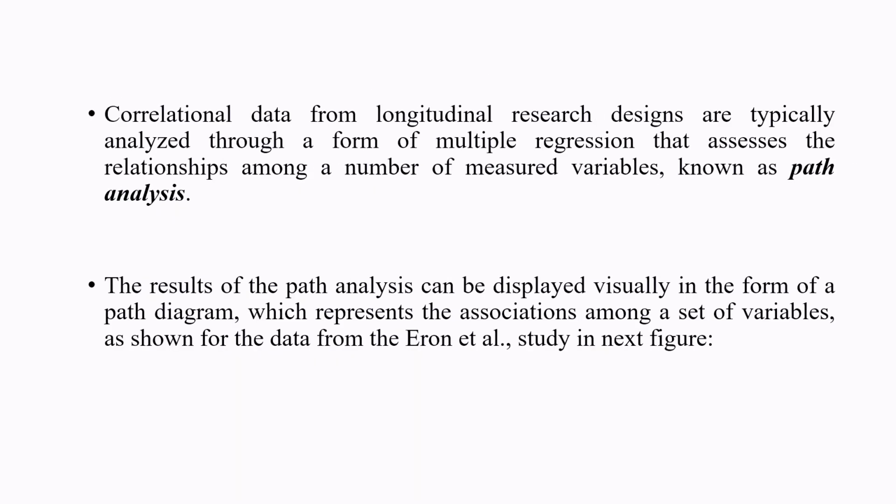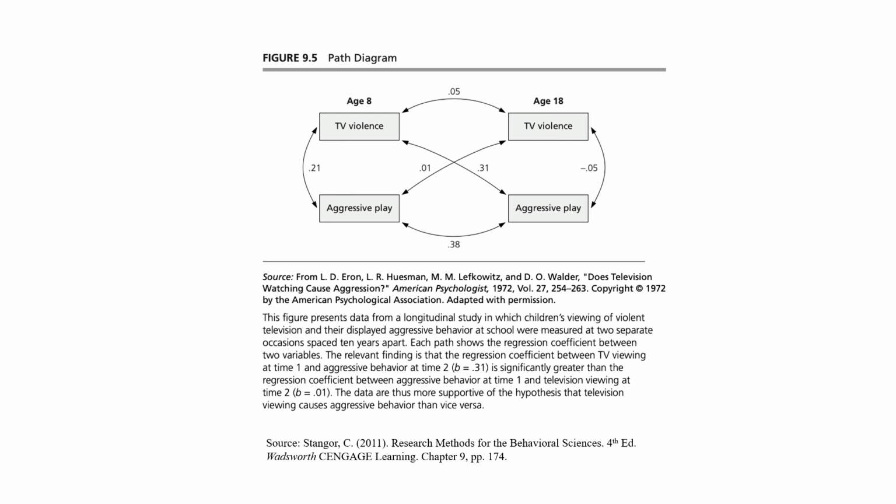What people would do here is carry out what is called a path analysis. They will typically analyze this through some kind of multiple regression that will assess the relationship among various variables in play here, and they will say over time the role of what variable has increased and decreased. Let's see this in a figure. This is the path analysis of Aaron and colleagues' 1972 study. You can see TV violence causing aggressive play causing TV violence. You can see the relationship when the kids were just 8 years old and the correlations when the kids were 18 years old.